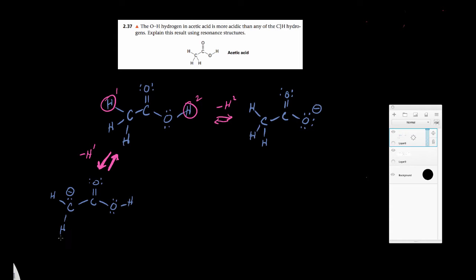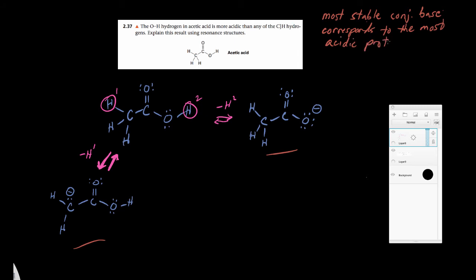And again, how do we determine the relative stability of this conjugate base versus this one? We know that the most stable conjugate base corresponds to the most acidic proton. In other words, acidity relates to the ability to lose a proton. It's going to be easier to lose a proton if the result is more stable than if the result is less stable. And so which one of these is more stable?